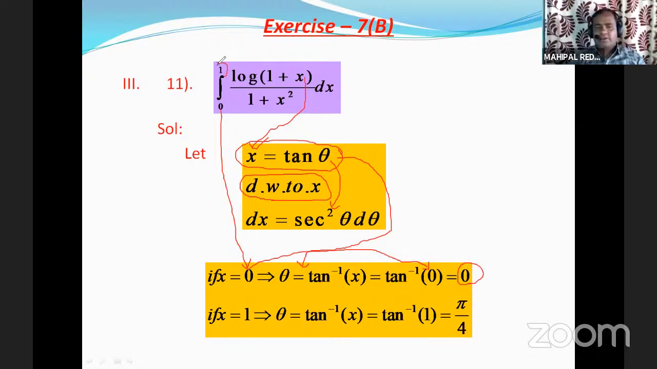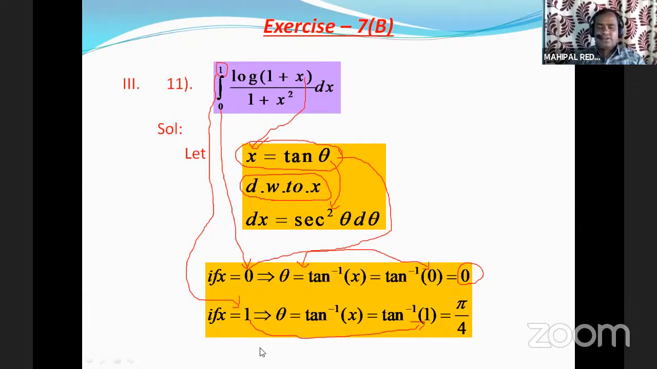And what is the upper limit here? The upper limit is 1, so x equals 1. Same way, theta equals tan inverse of x, because x equals tan theta. So theta equals tan inverse of 1. Tan inverse of 1 is equal to pi by 4, because tan pi by 4, that is tan 45 degrees, has value 1.